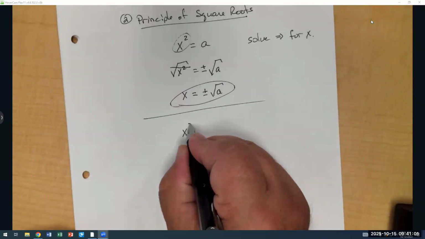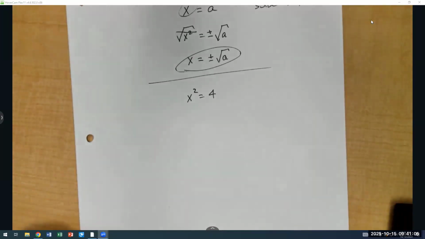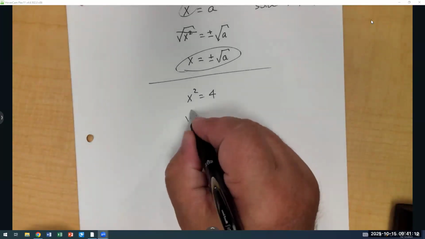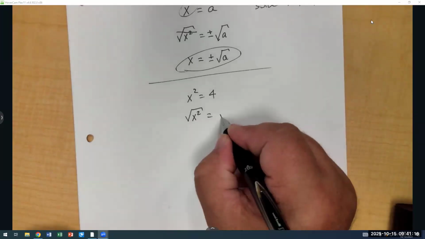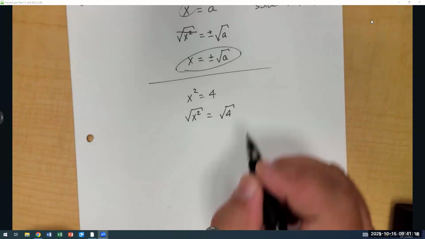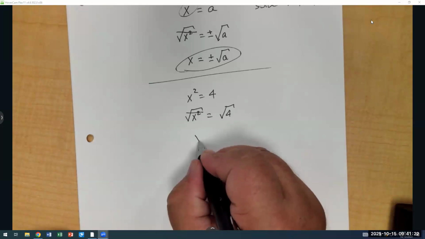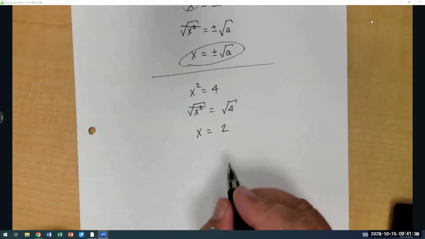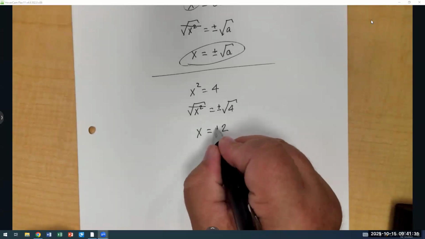If x squared equals 4, solve for x. So I square root both sides. The x squared and square root cancel. The square root of 4 is 2. But the answer is plus or minus 2.